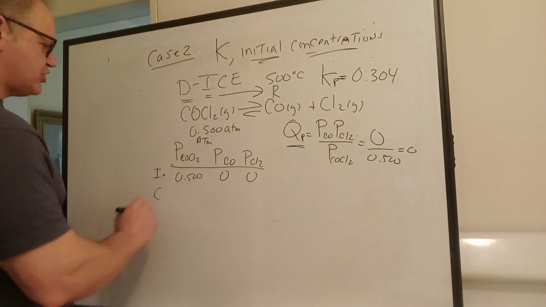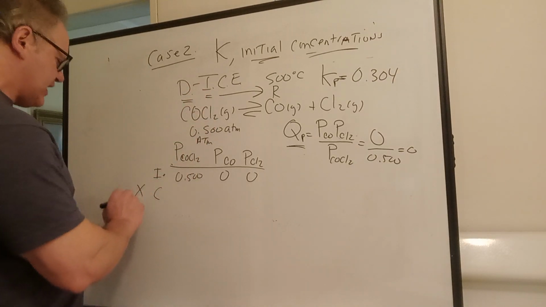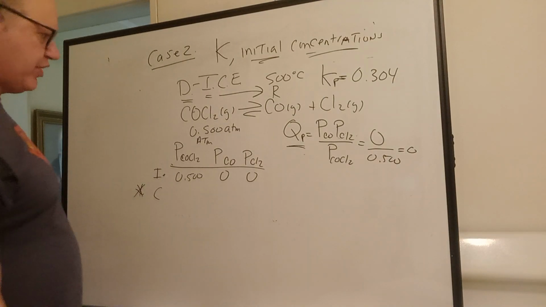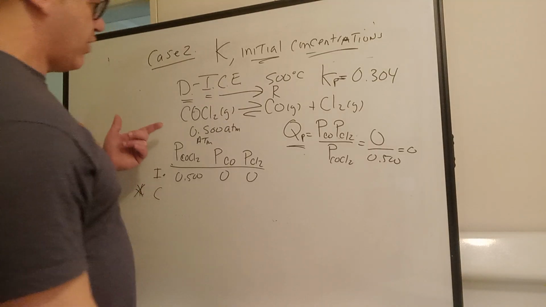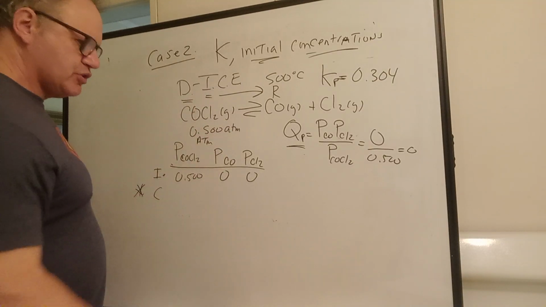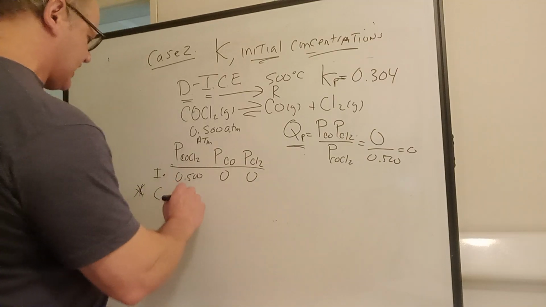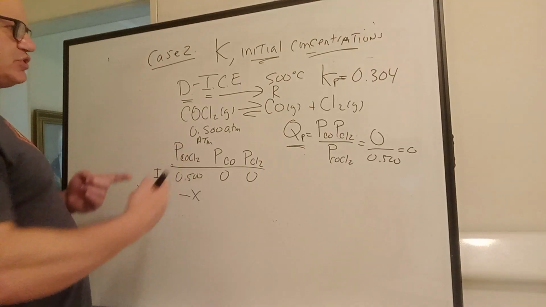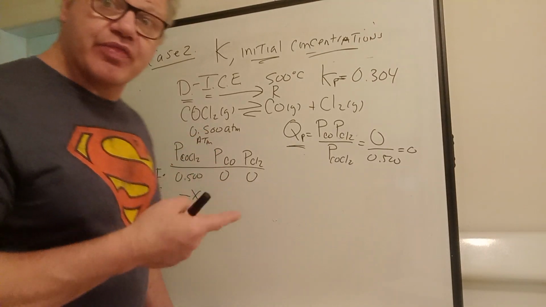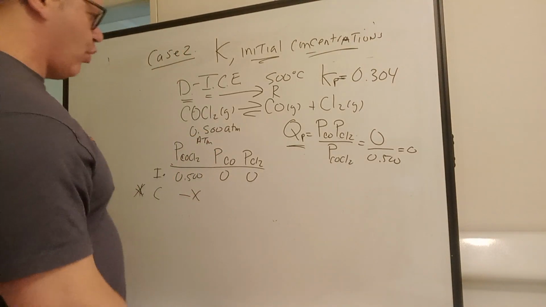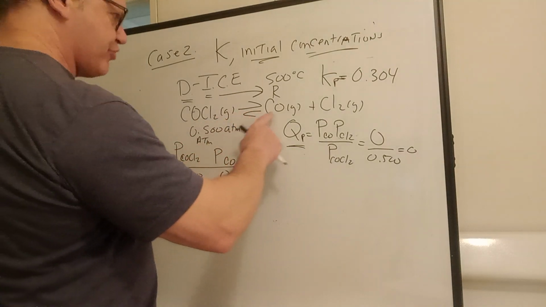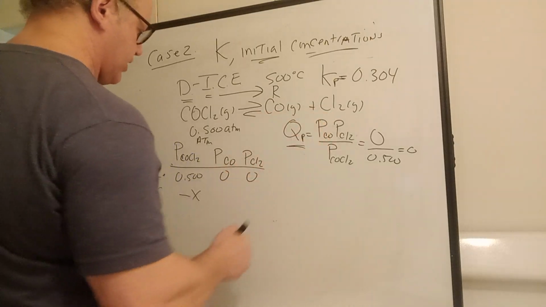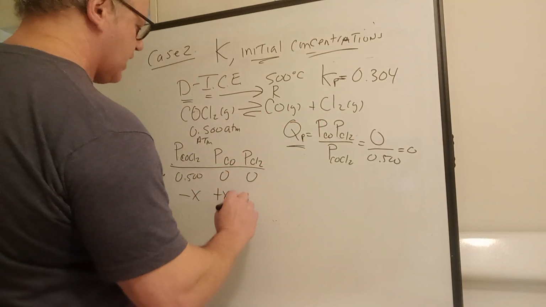And then the change, this is where people tend to make mistakes. They forget what goes positive, negative. Well, you're going to the right, you're going that way. So what's going to happen? That's a minus x, right? You're losing this, and then it's 1-to-1 stoichiometry. And again, that's another trap, is people stop at that one problem that's a 1-to-1 stoichiometry, which is a good place to start. When you lose one of these, you gain one of these and gain one of these. So this is a plus x and a plus x.